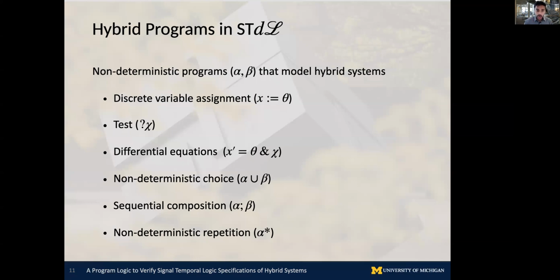We can have non-deterministic choice, alpha union beta, where you pick either alpha or beta. We can have a sequential composition, alpha semicolon beta, where we run alpha first, following which we then run beta. And then finally, we can have non-deterministic finite repetition, alpha star.